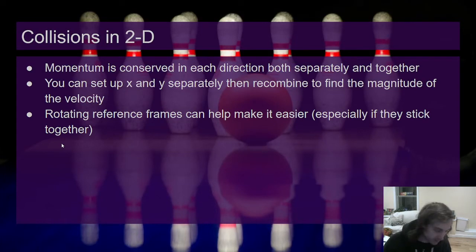All right, so what if we actually have a collision in 2 dimensions that we have to model with momentum? Well, if we're doing that, the momentum is conserved in each direction, both separately and together. And so what I mean by that is that the x components of the momentum before the collision will need to equal the x components of the momentum after the collision for every object. But also that that'll happen in the y direction, and also that that'll happen in the overarching just momentum direction.